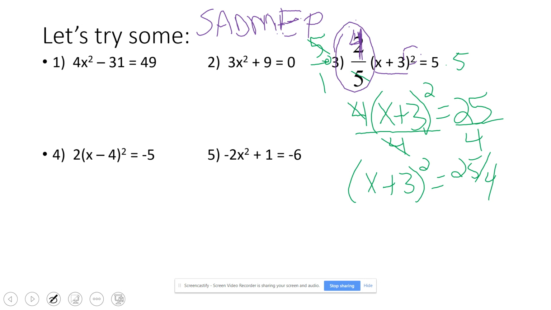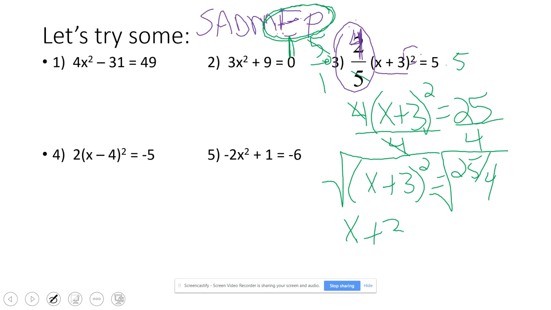I now have parentheses and exponents. So if I look at my SADMET, I have to take care of the exponent before I can do anything with the parentheses. So I need to get rid of the square by taking the square root on both sides. That gives me x plus 3 is equal to, we personally wrote that radical, so plus or minus, the square root of 25 is 5, and the square root of 4 is 2. Our last step to get x alone is to subtract 3.